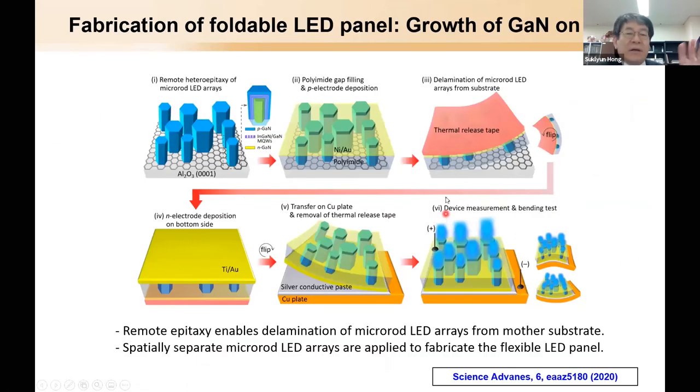And this is the diagram to show the process of making foldable LED panels. First, make micro LED arrays using remote heteroepitaxy, and put the p-electrode deposition on the micro LED surface. Then you delaminate the micro LED array from the substrate using thermal release tape, and then you flip to put an electrode deposition on the bottom side, and flip again, and you transfer it onto the copper plate and remove the thermal release tape. Finally, you make LED panels, and you can do device measurement and bending tests.